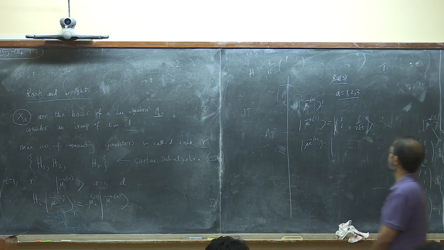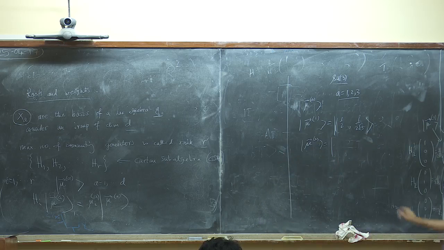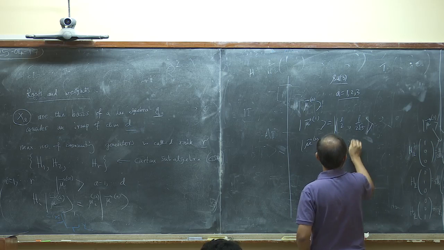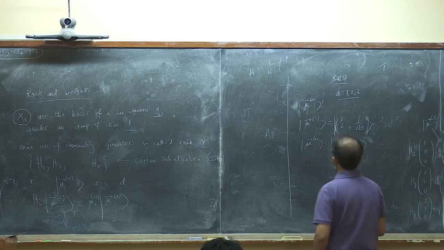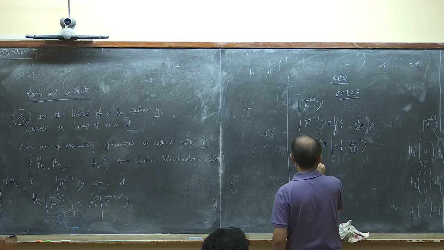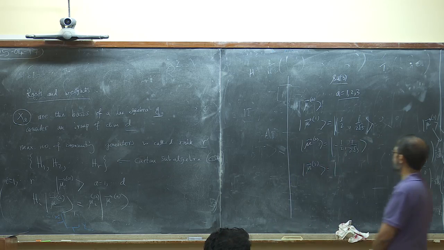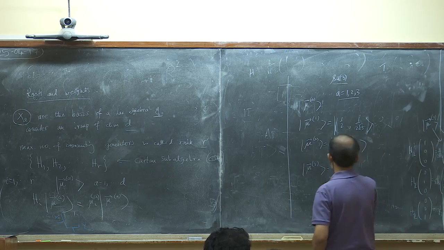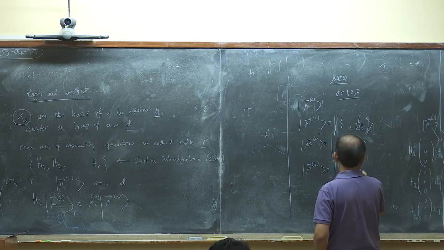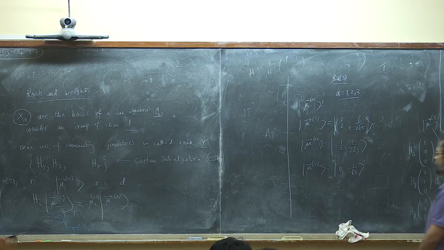Now I'll ask for a suggestion what mu 2 is. Minus half, 1 by 2 root 3, and mu 3 is 0, minus 1 over root 3. Okay, let's plot these vectors. So these are all two-dimensional vectors. Everybody agrees with me? So I can plot them on the blackboard, fortunately.